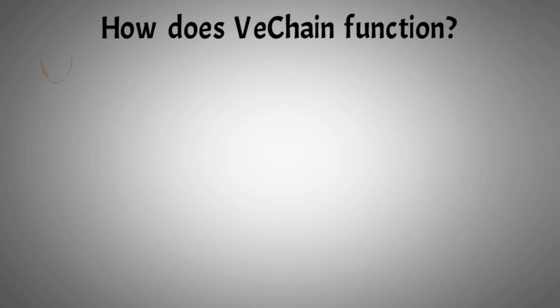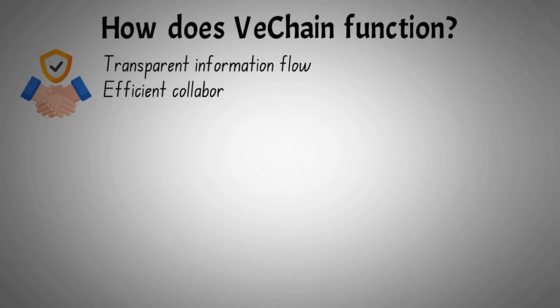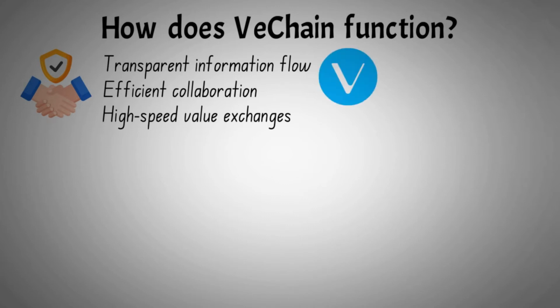How does VeChain function? The purpose of VeChain is to establish a trust-free and distributed business platform. This will enable transparent information flow and efficient collaboration, as well as high-speed value exchanges. The major purpose of VeChain has always been to disrupt the present supply chain systems, which are tremendously inefficient.